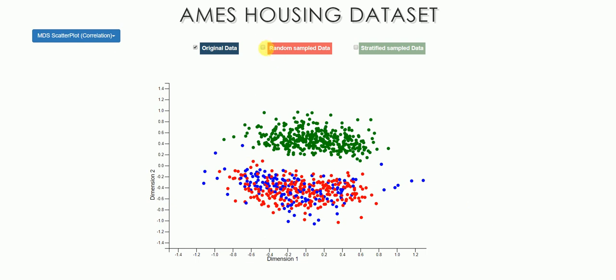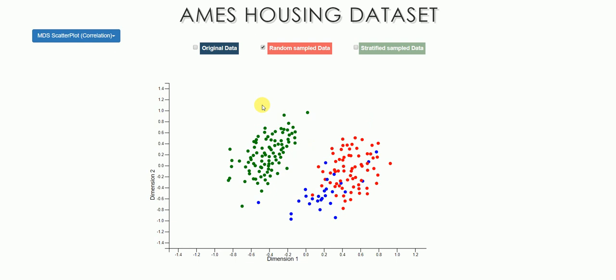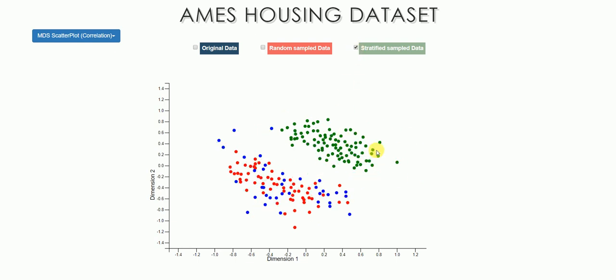If we go to random sample data, again we'll see the same behavior between the red and blue clusters. Similarly for stratified sampling data. So we can maybe give a conclusion that using correlation distances doesn't gel as well with clustering as PCA or Euclidean MDS scatterplots do.